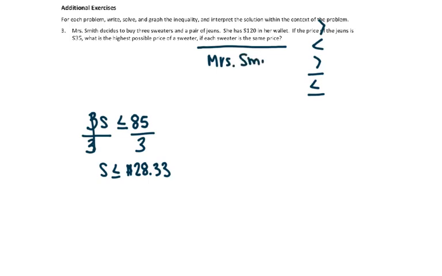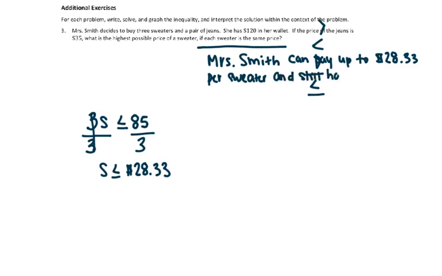Mrs. Smith can pay up to $28.33 per sweater and still have enough money. So she can pay at the most $28.33 per sweater. She cannot pay more than that. So let's look at that in terms of a graph.